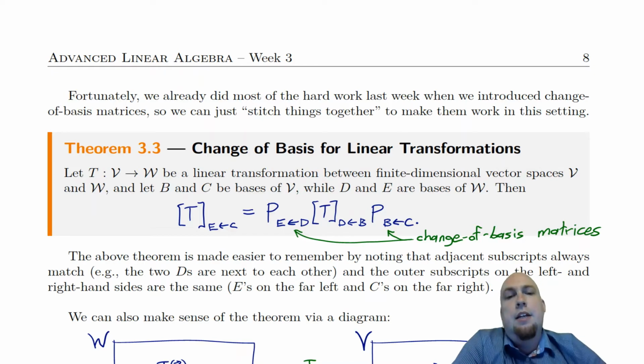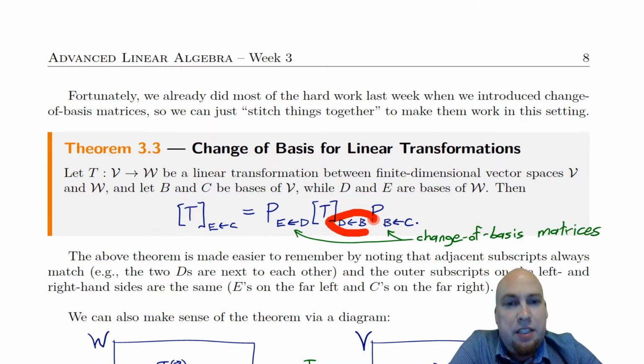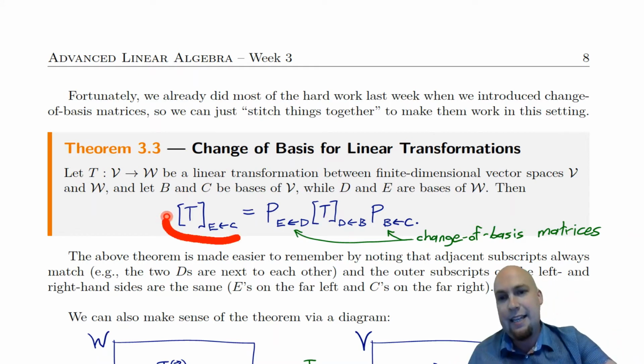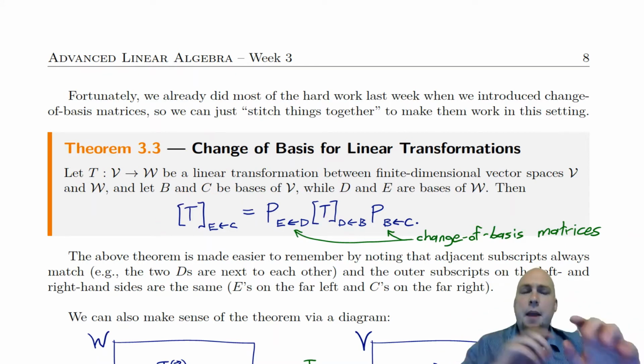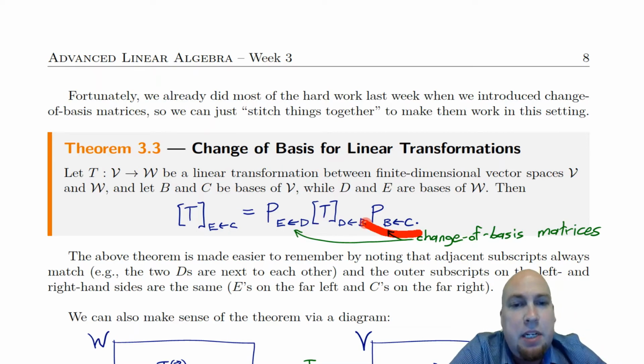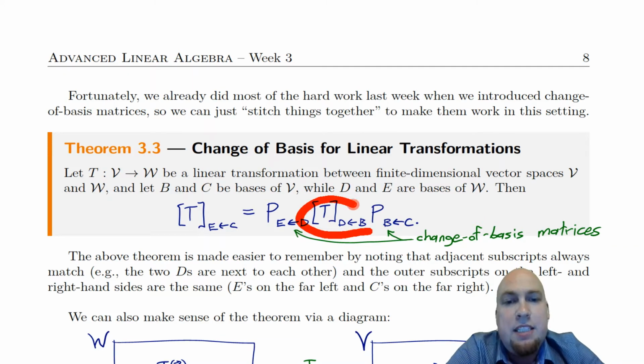So what is the meat of this theorem? It tells you that you take the standard matrix with respect to the old bases and you pre- and post-multiply by appropriate change of basis matrices to get the new standard matrix. And if you pay attention to the notation, everything makes sense here, right? What's happening on the right is this matrix changes basis C into B, then this matrix changes B into D while applying the linear transformation T, and then this matrix changes the basis D into E.